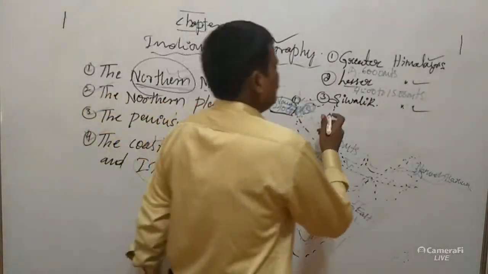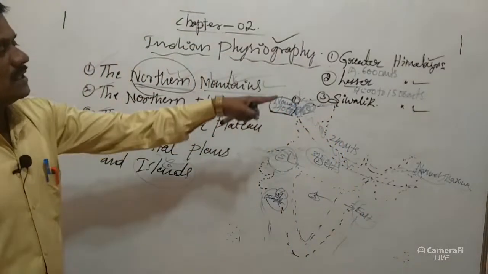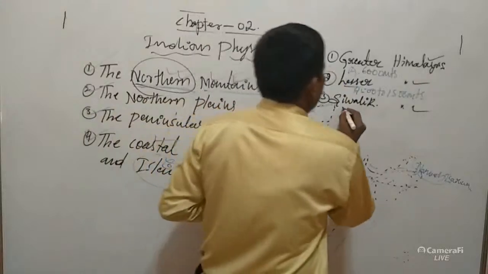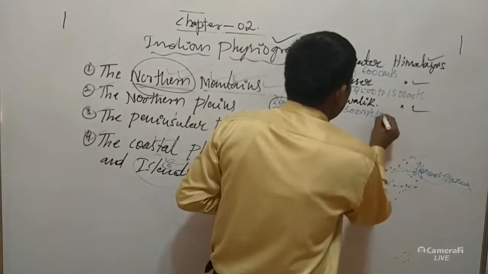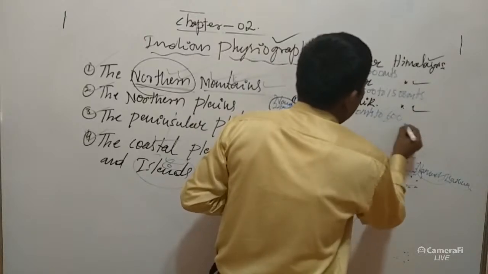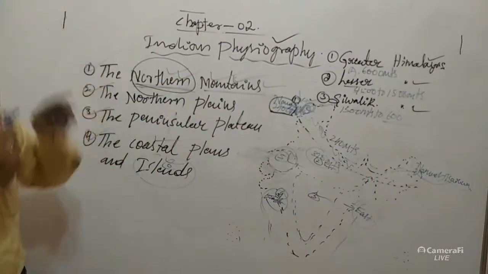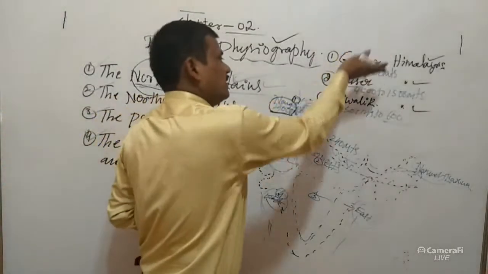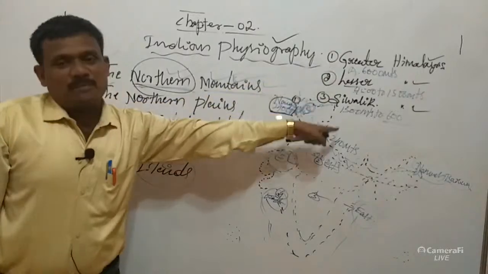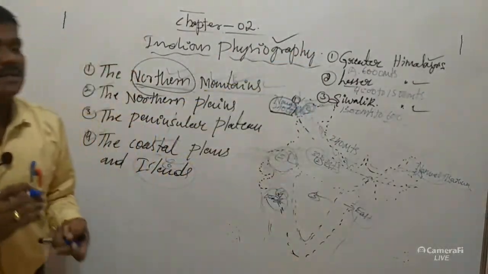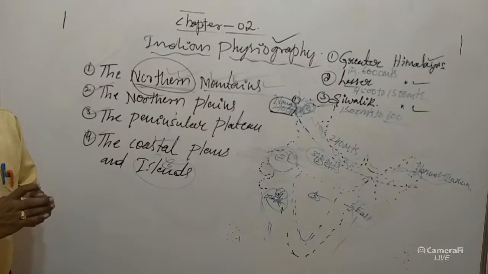Then the last one, the third important range, starts from 1500 meters and goes down to very low, the last at 600 meters above sea level. Based on the height of the mountains, they are classified into three important regions, or three important Himalayas. Now we have to discuss them one by one.